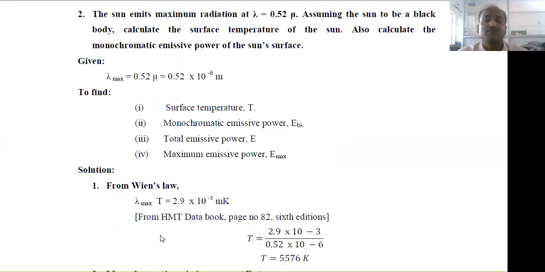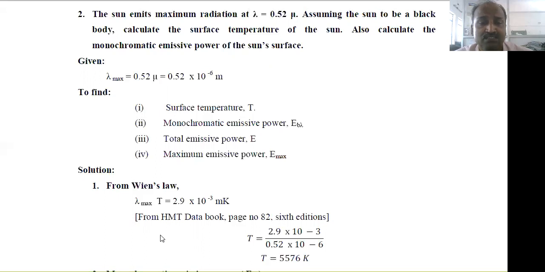The sun emits maximum radiation at lambda equal to 0.52 micro. Micro means 10 raised to minus 6 meter. Assuming the sun as a black body, calculate the surface temperature of the sun. Also calculate the monochromatic emissive power of the sun surface. Here the sun is assumed to be a black body, emissivity is equal to 1, and lambda is equal to 0.52 micrometer, that is, 0.52 into 10 raised to minus 6 meter.